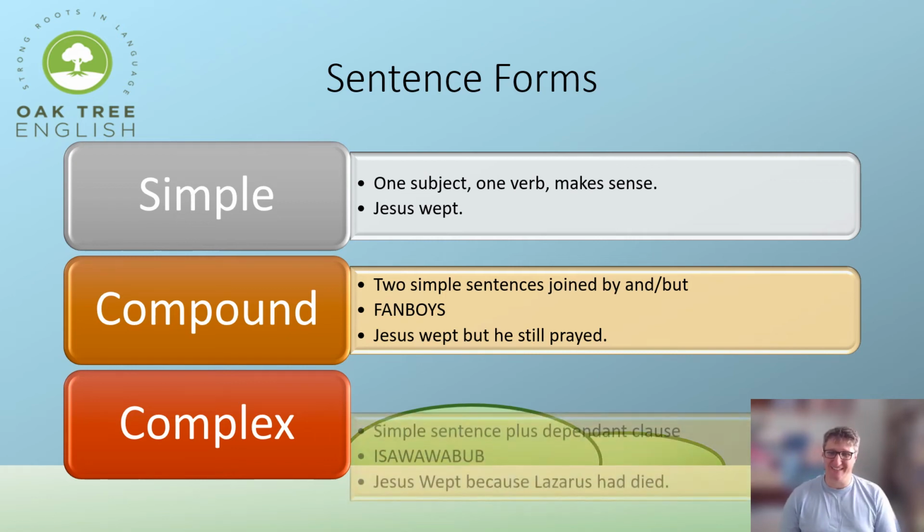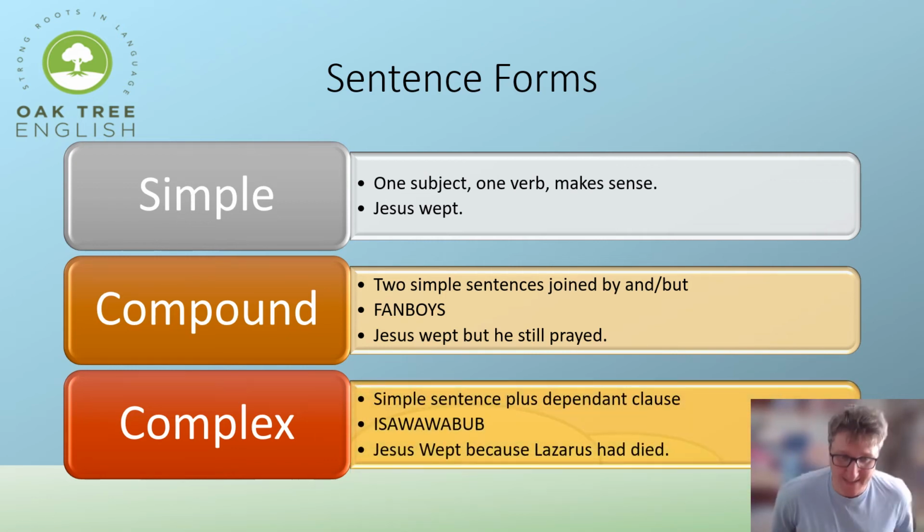Well, since you ask, a complex sentence is a simple sentence plus a dependent clause. So an independent clause, Jesus wept, an independent clause is one that doesn't, plus a dependent clause. The dependent clause doesn't work as a sentence without being attached to an independent clause. Does that make sense?